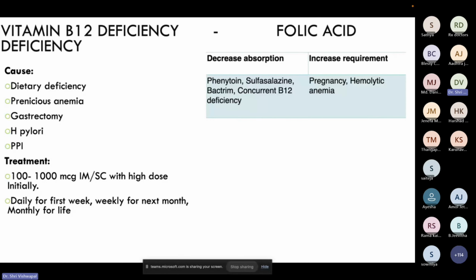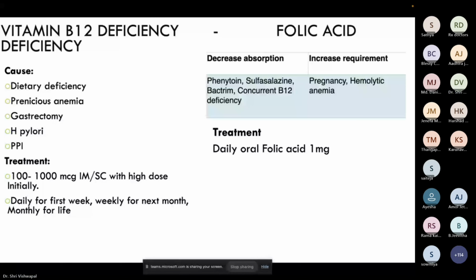So next is folic acid deficiency. Folic acid deficiency can be because of either decreased absorption or increased requirement. Decreased absorption is due to drugs, so medication reconciliation plays an important role in folic acid deficiency. I'll tell you how in an upcoming slide. Phenytoin, sulfasalazine, Bactrim, that is the sulfamethoxazole-trimethoprim combination, and concurrent vitamin B12 deficiency can also lead to folic acid deficiency. Increased requirement in pregnancy or hemolytic anemia can also cause this.